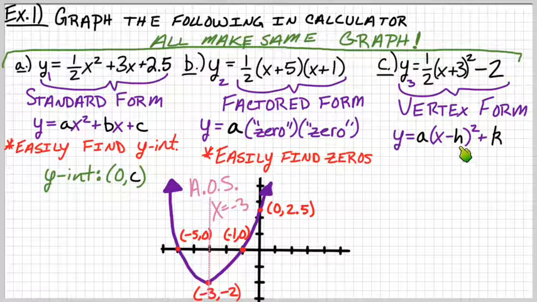And then vertex form, I hope that one's obvious. You can look at it and know where the vertex is. I mean, our vertex was at (-3, -2). Look, shifted left 3 and down 2. So I know that h value is always the opposite.